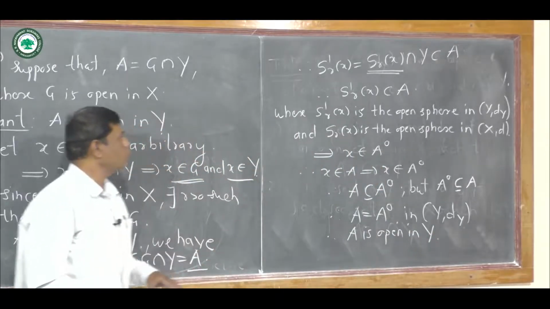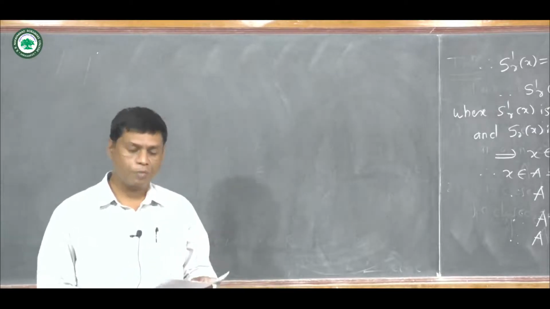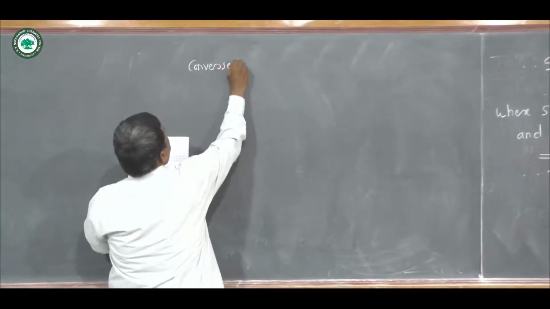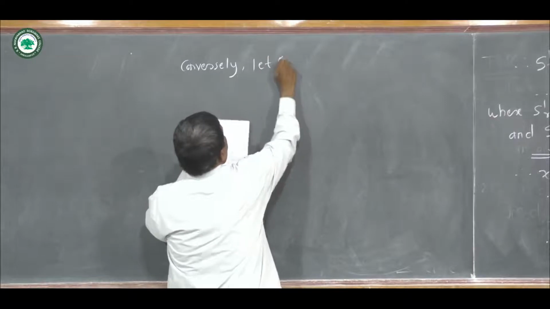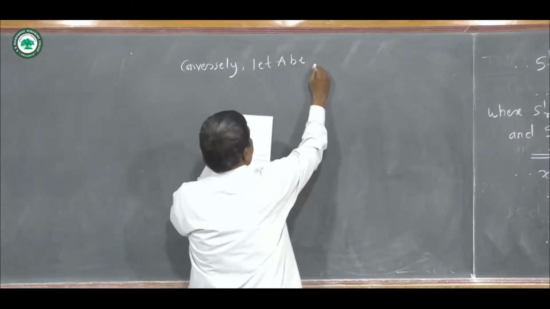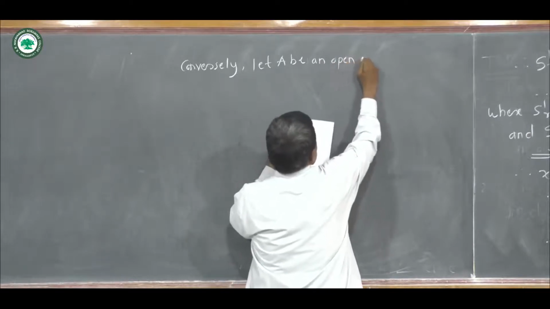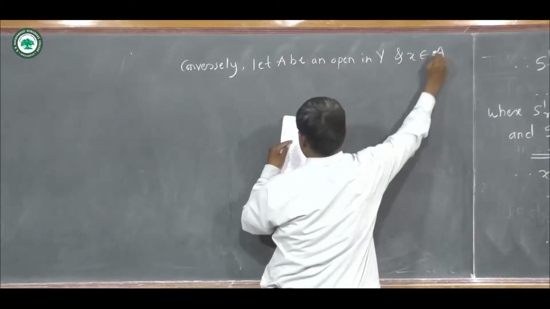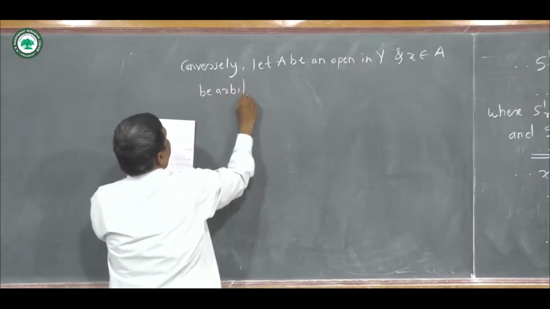Now we want to prove the converse part. To prove the converse part, we are going to take A as an open set. So for the converse part we write: conversely, let A be an open set in Y and let x belong to A be arbitrary here.